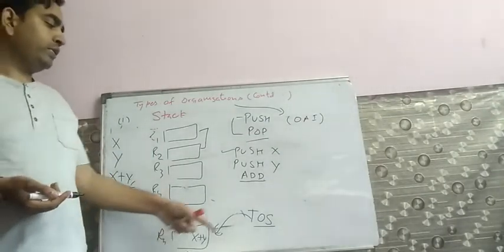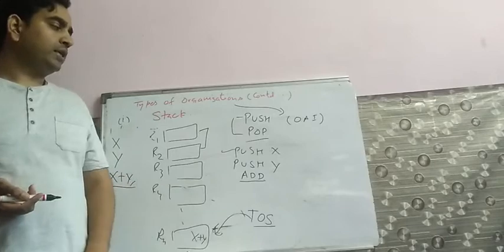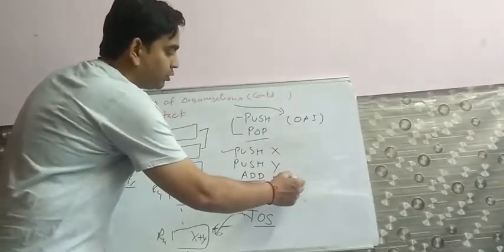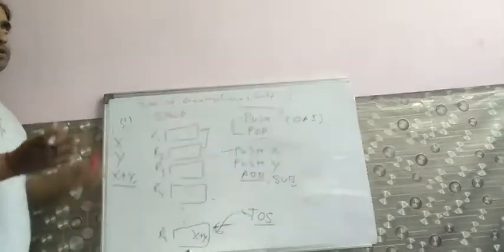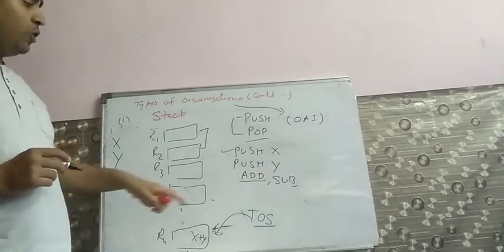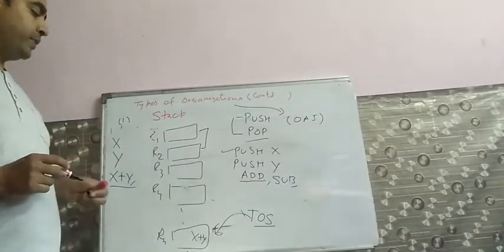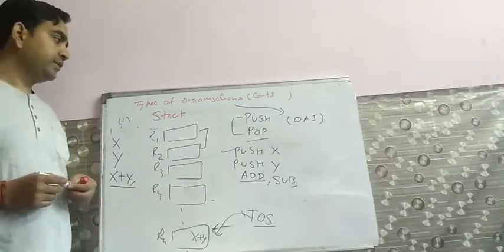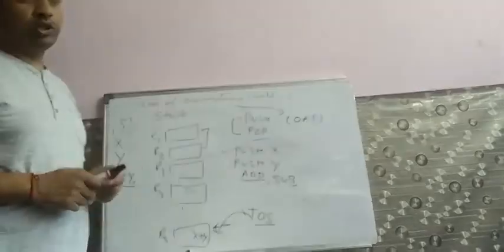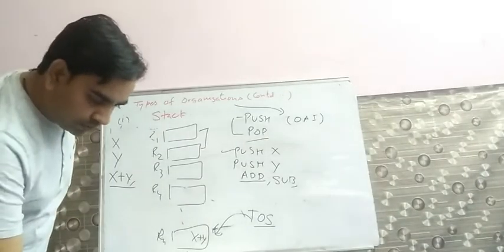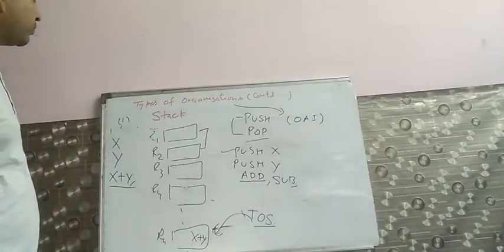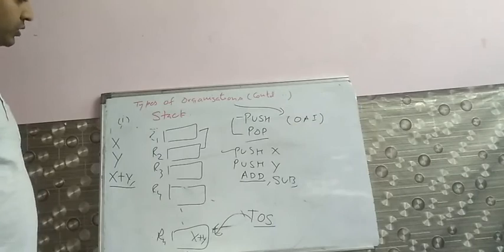Only the pointer TOS will be pointing to the data, and when some operation, suppose add or subtract, is called, the content from the 2 consecutive top locations of the stack will be operated on with the operation, and the result will be pushed back on the top of the stack. So in this organization, we can have only 0 address instructions. So these were basically 3 different types of CPU organizations. Thank you.